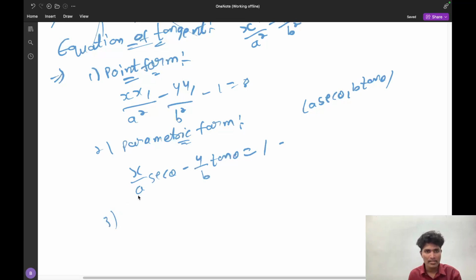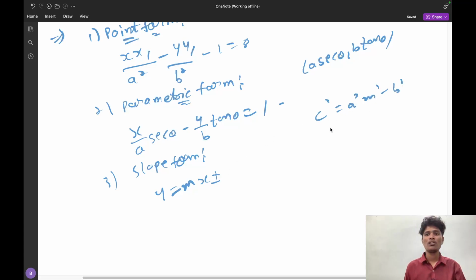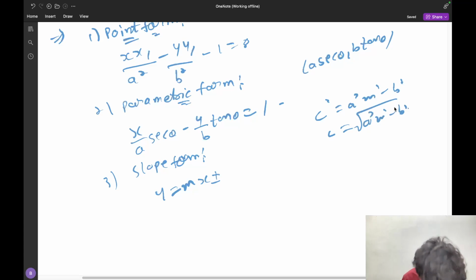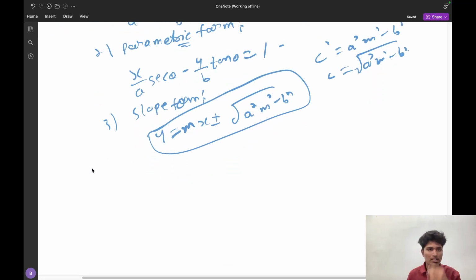And the third one is slope form. Slope form we already know. In the slope form, we already know the condition: y equal to mx plus or minus c, where the condition is c square is equal to a square m square minus b square. So c equal to root of a square m square minus b square. This is the slope form, and the tangents are completed.